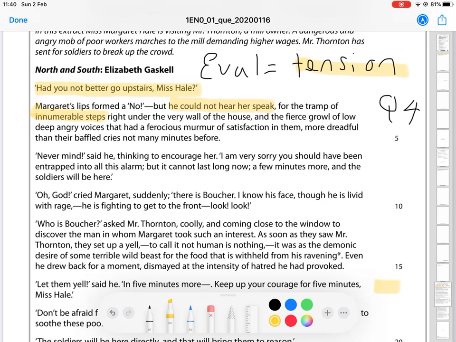The fact that, which is an evaluative phrase, they are described as such. Okay, and I'll come to that in a second. So I've already got quite a lot. I don't want to get caught up in this.